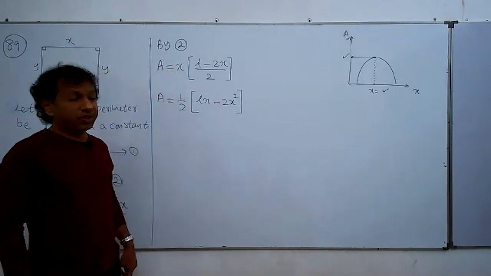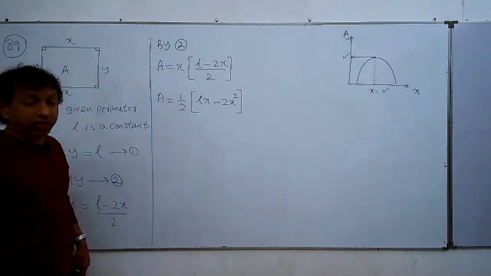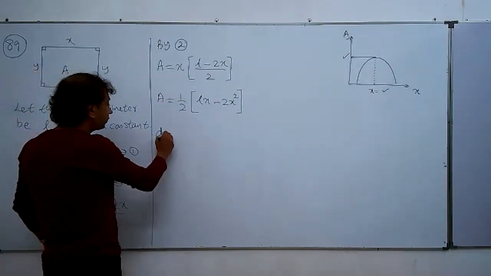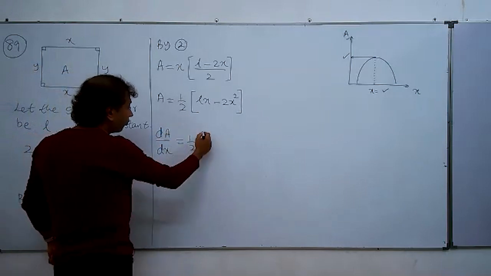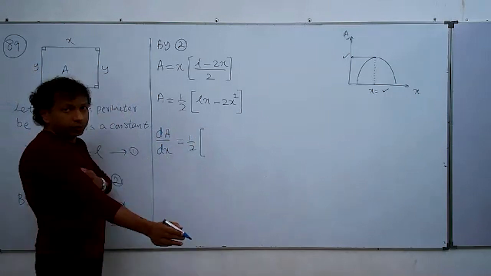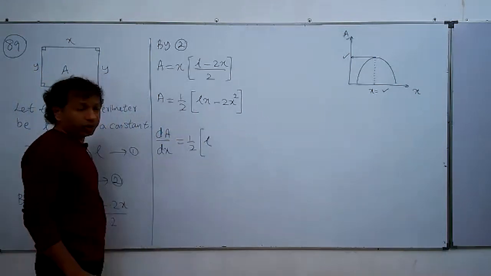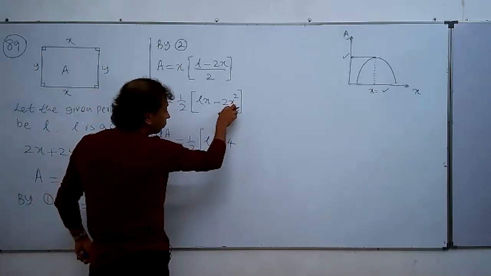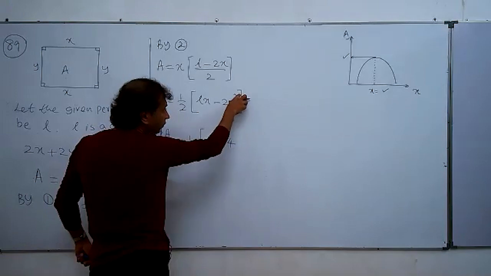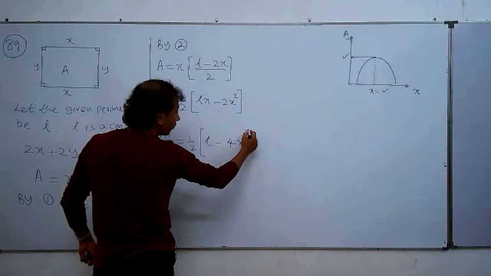Then we first differentiate this A with respect to x. Then we can find dA by dx. Half. L is a constant. Derivative of x with respect to x is 1. Here we get, people, 2 is a constant. X squared derivative is 2x. That 2 and 2 make 4x.